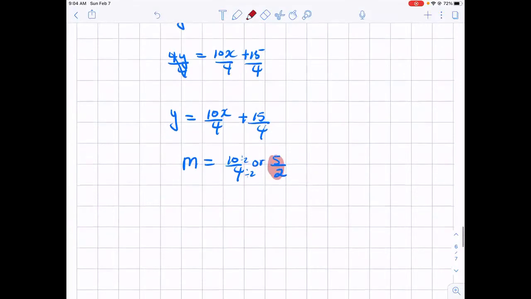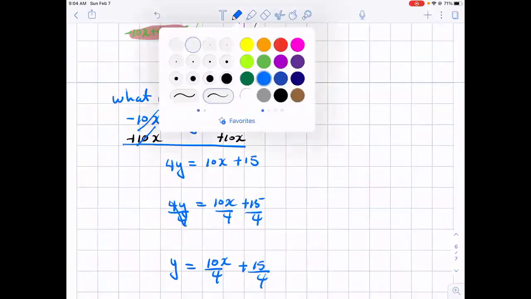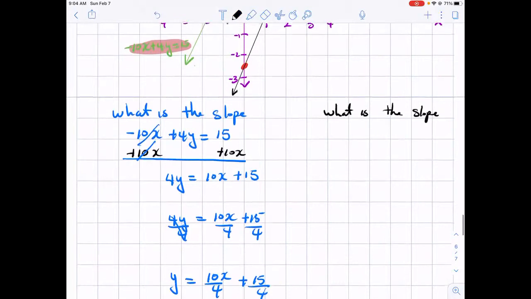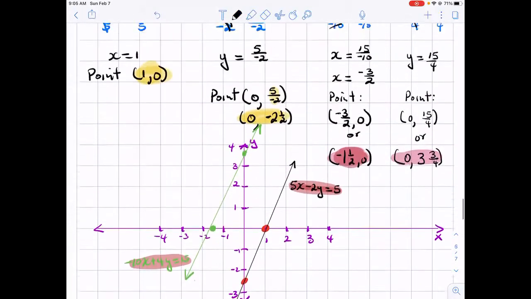The y-intercept, if you want it, is where x is 0 and y is 15/4, which we saw before, right? Now, let's look at the slope. What is the slope of my second equation? Okay, so that was minus 10x plus 4y.